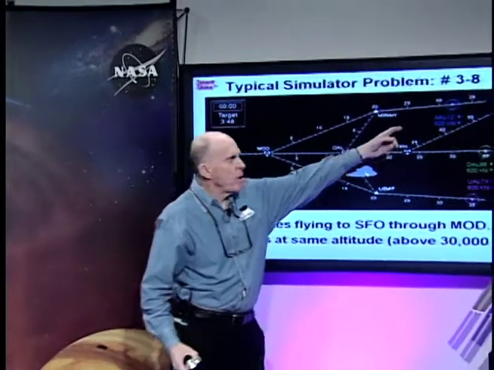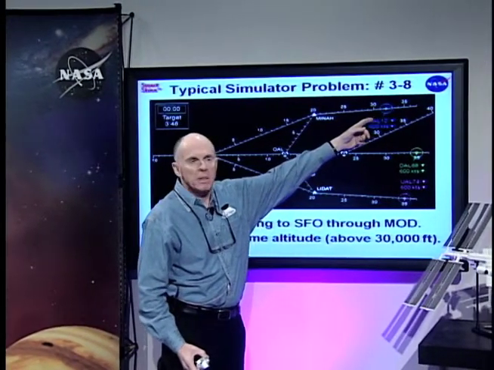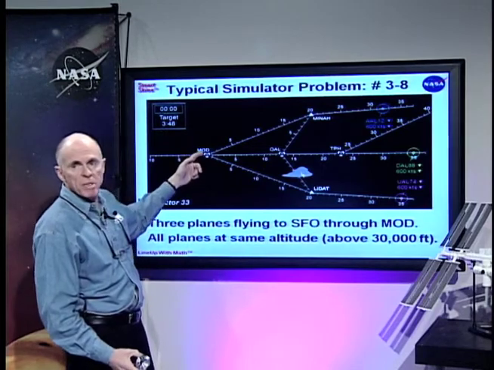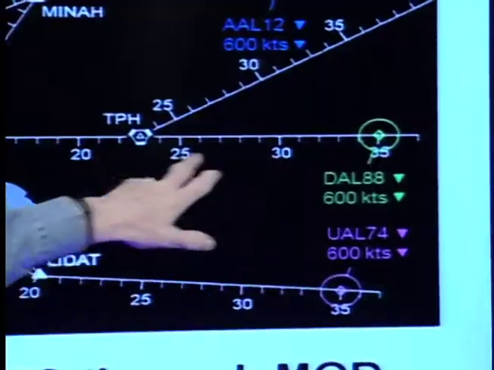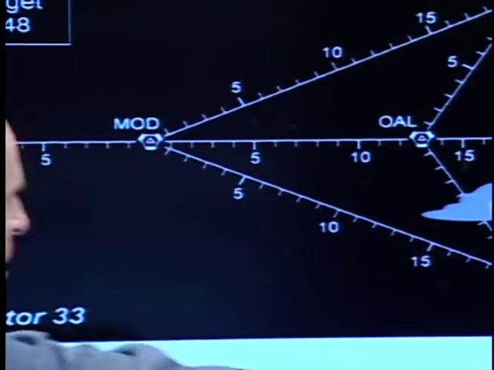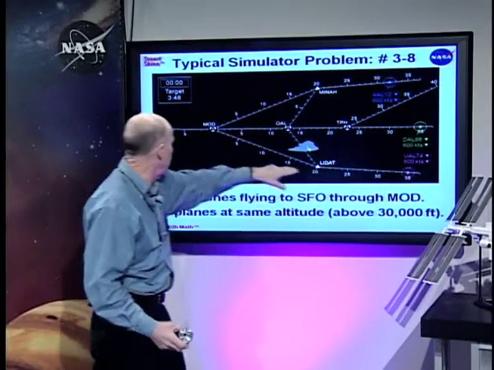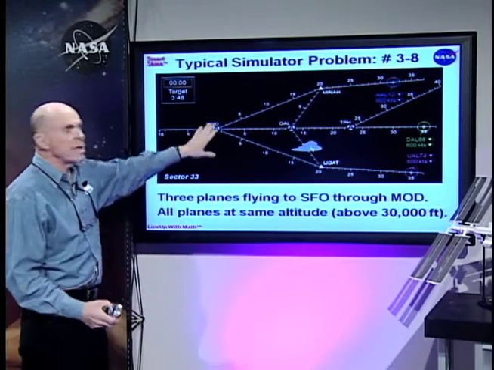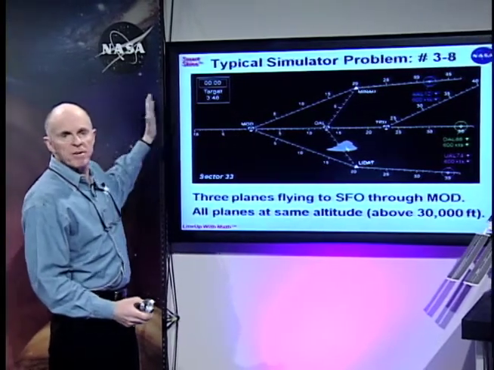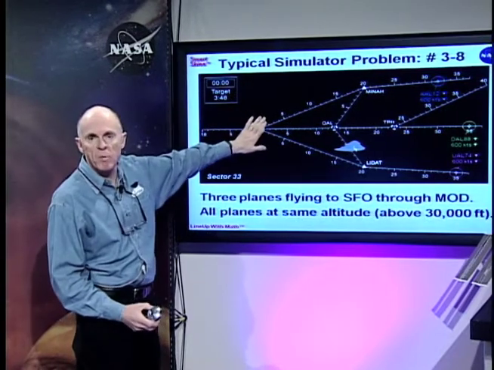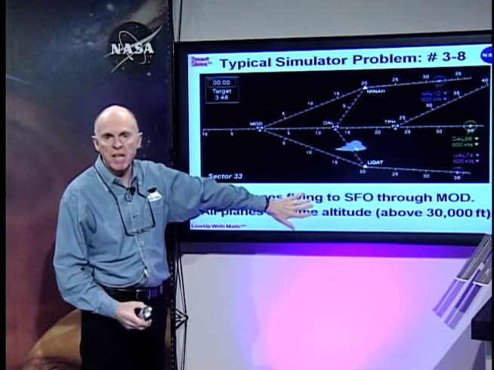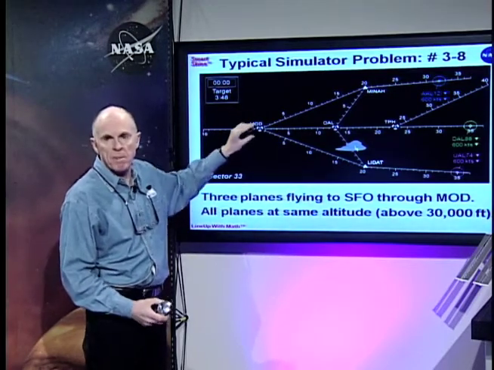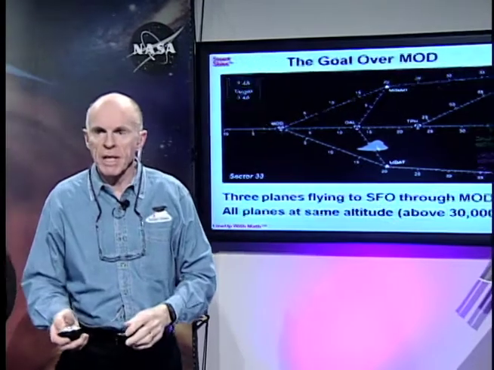In problem 3-8, we have 3 planes. American 12, the blue plane, up here. It's heading, as all these planes are, to Modesto over here. Delta 88, flying on this route to Modesto, and United 74, the pink plane down here, flying up here. These planes are all going to San Francisco, which is 150 miles west of here. So these planes are all up over 30,000 feet, actually at the exact same altitude, and they will stay there when they fly over Modesto. So that's what the basic problem looks like.